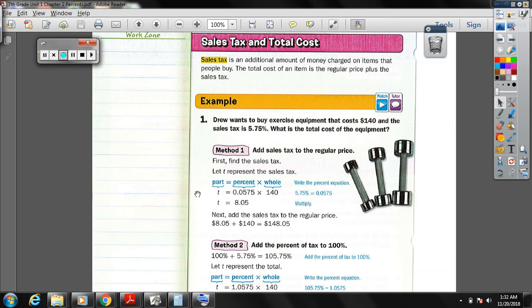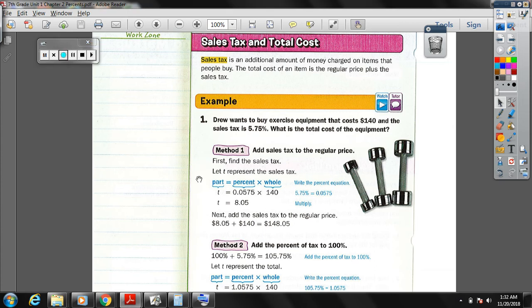We continue on to look at sales tax and total cost. And we are now going to look at some different items and different examples about this. So sales tax is an additional amount that is charged on items that we buy. And every state is actually different. Every state has different laws for different sales tax on different types of items, whether it be clothing, food, vehicles, and so on. So we have some examples here.